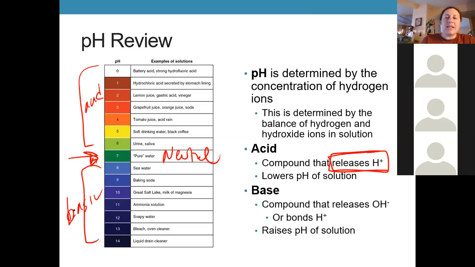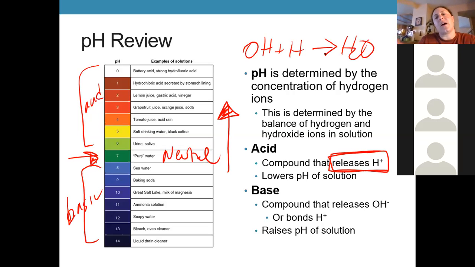So an acid releases hydrogen ions and decreases the pH of the solution to make it more acidic. A base is a compound that releases hydroxide. Hydroxide ions combine with hydrogen ions to make water. So hydroxide ions neutralize hydrogen ions. Bases can also simply bond hydrogen ions and take them out of solution. Either way, we have fewer hydrogen ions, and so we increase the pH to make it more basic.